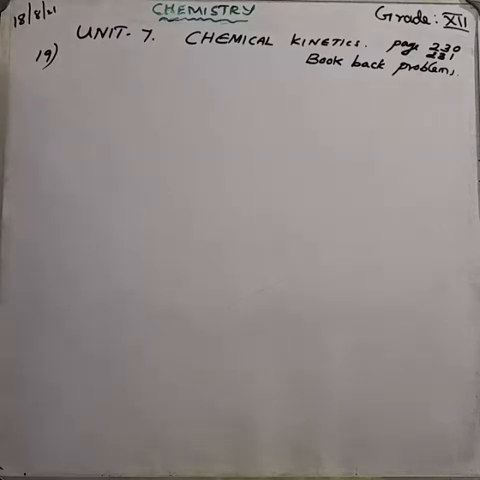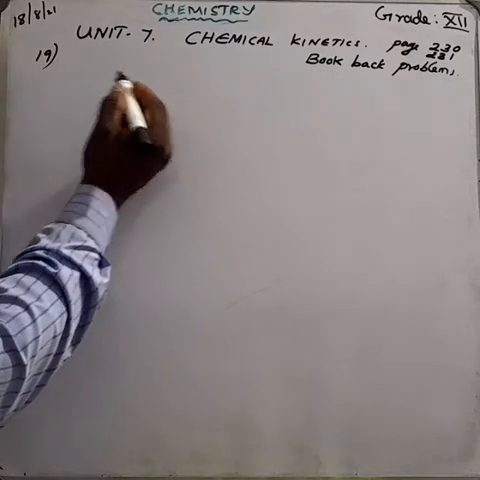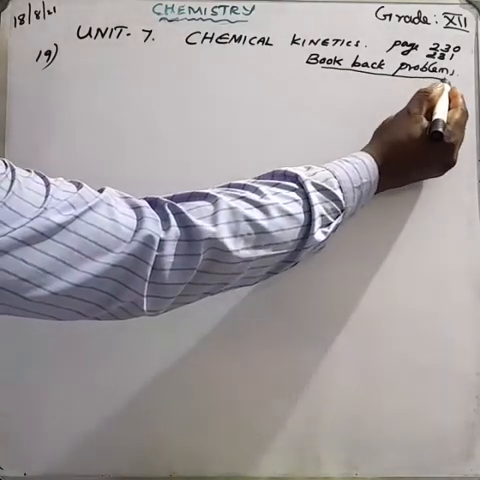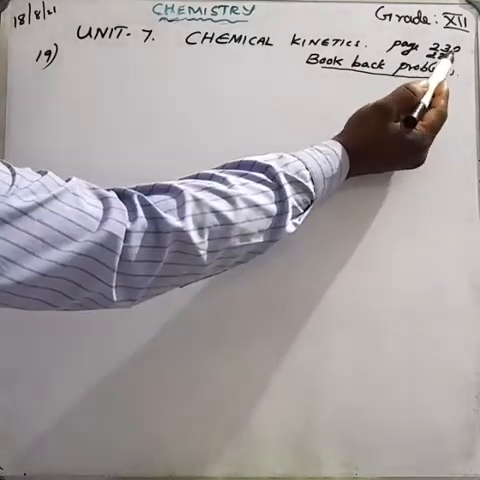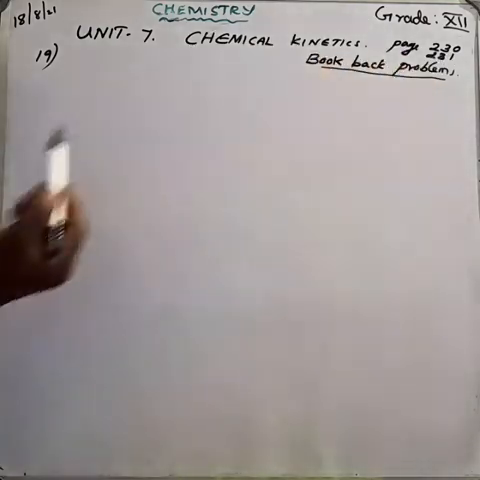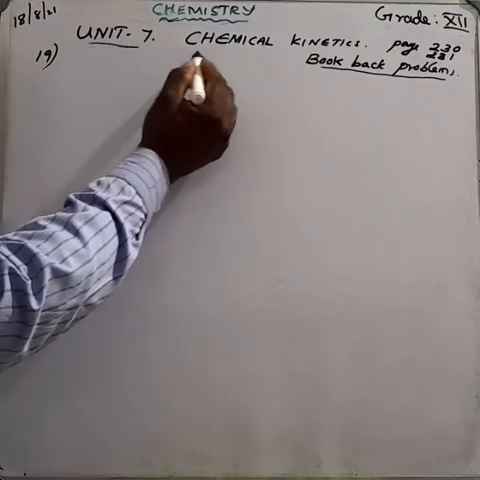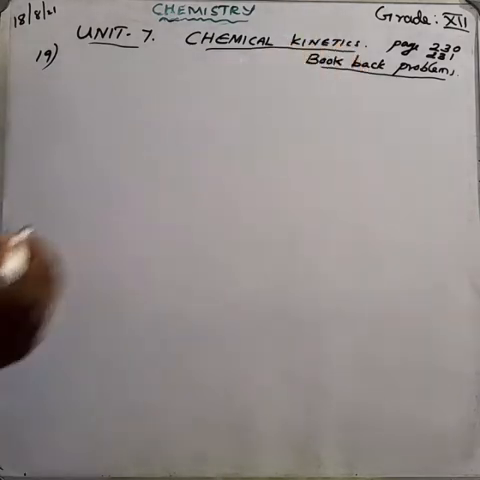Today we will discuss some of the textbook back problems, textbook page numbers 230 and 231. We have some problems. I am going to start from problem number 19, page number 230. Our lesson is unit number 7, chemical kinetics.